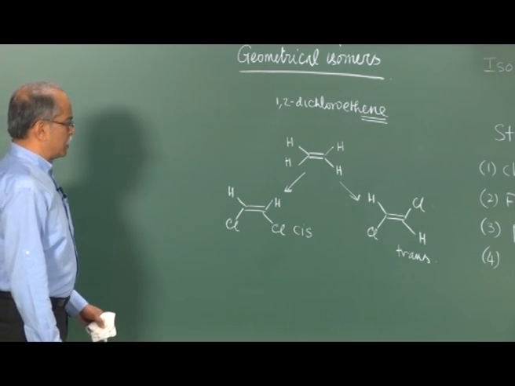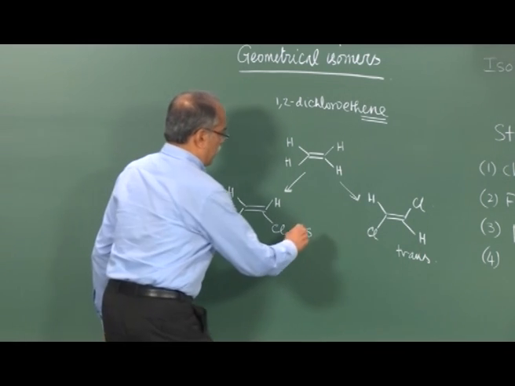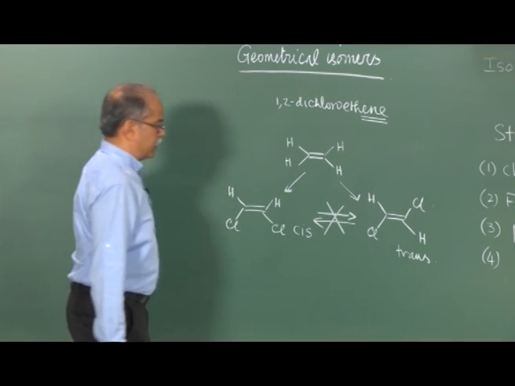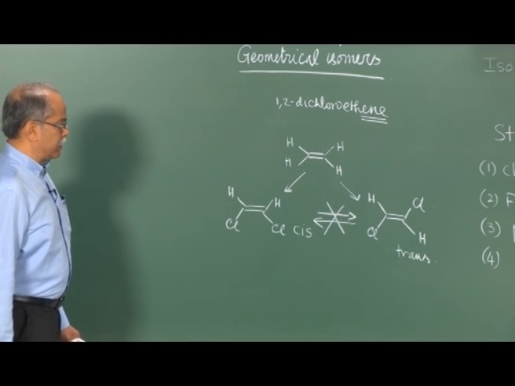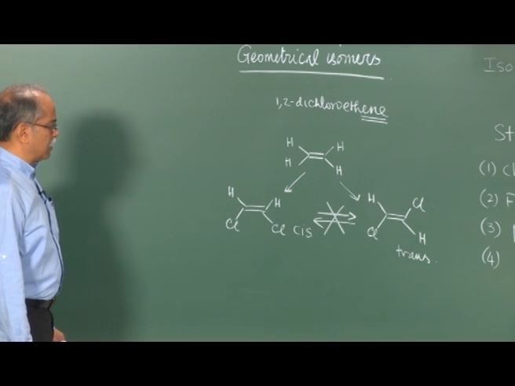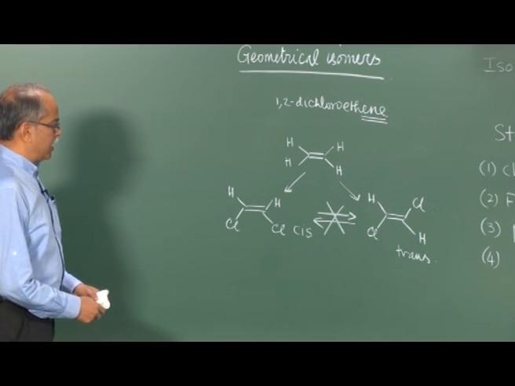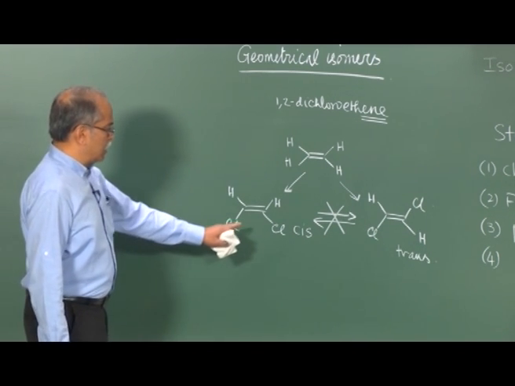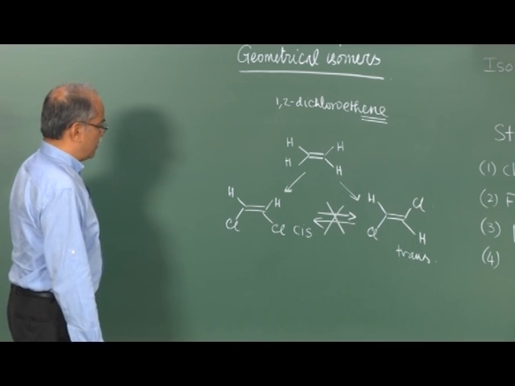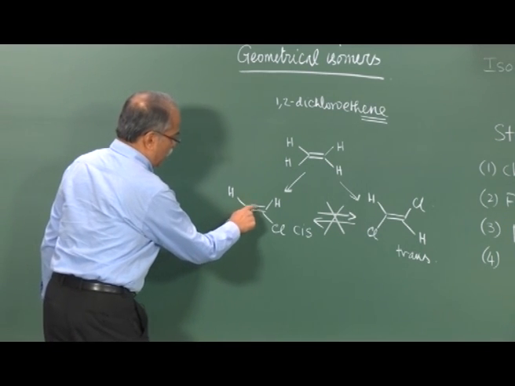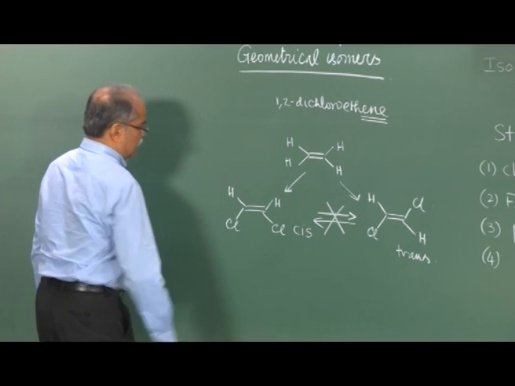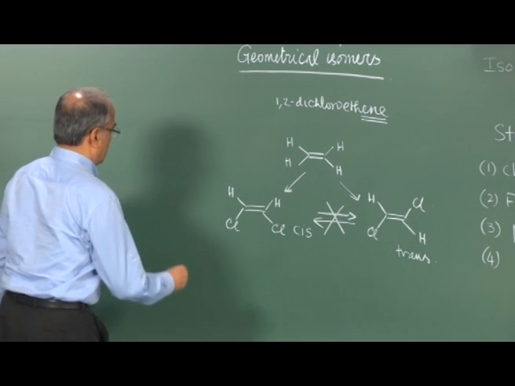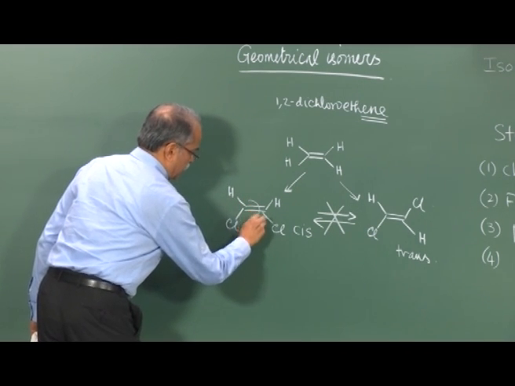Now, the geometrical isomers have independent existence. They are not interconvertible with respect to each other. They do not interconvert under normal conditions. Under some special conditions, they do undergo interconversion. But under normal conditions, during heating and all, they do not undergo isomerization from one to the other. So, they are stable independently. The reason for that is the bond rotation energy of the carbon-carbon double bond is much higher than the carbon-carbon single bond. So, this molecule does not undergo this kind of rotational motion.